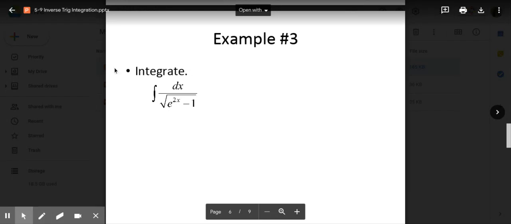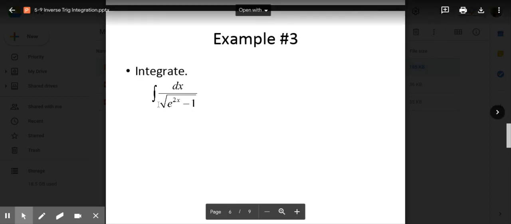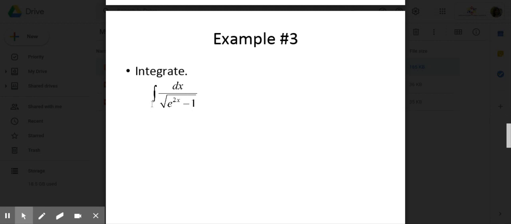So when I'm looking at problem number 3, I'm trying to think, okay, now who does this look like? At first it looks like it could be the arc sine, mainly because there's nothing in front of the radical, right? When there's nothing in front of the radical, we think of that as arc sine. But if you'll notice, the term under here starts with the variable. It's e to the 2x. So I'm thinking, oh, this could be arc secant.